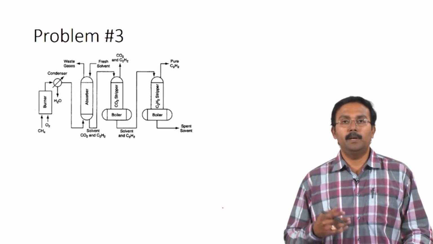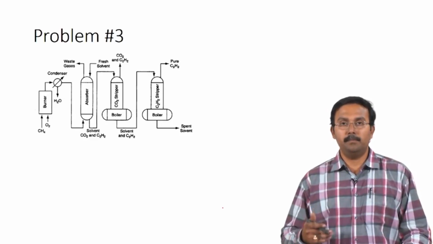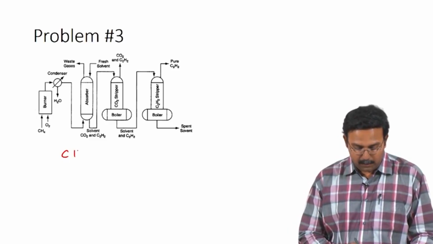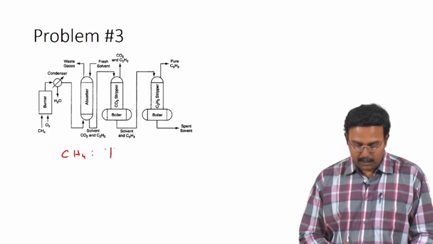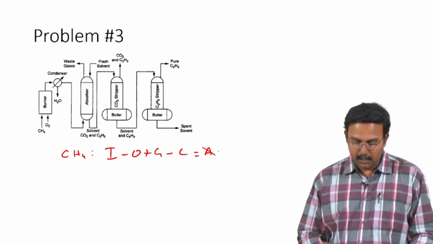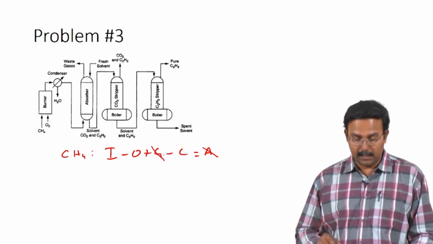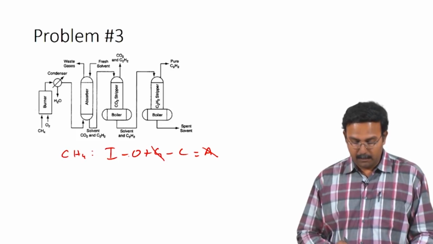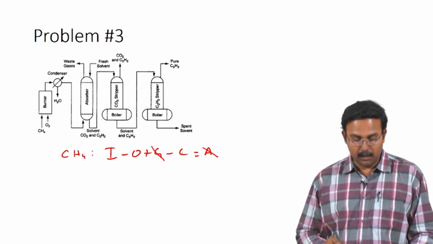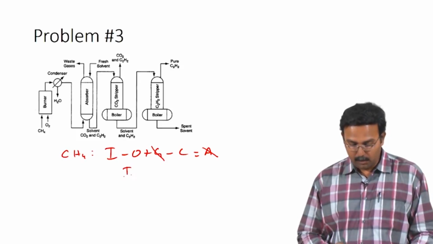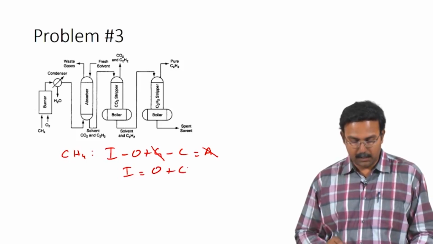So, this we can do by writing balances for methane and oxygen. Let us start with the methane balance. Again, input minus output plus generation minus consumption equals accumulation. At steady state there will not be any accumulation, and we do not have any generation of methane because it is the reactant. So, you have input minus output minus consumption equals 0. So, your input would be equal to output plus consumption.